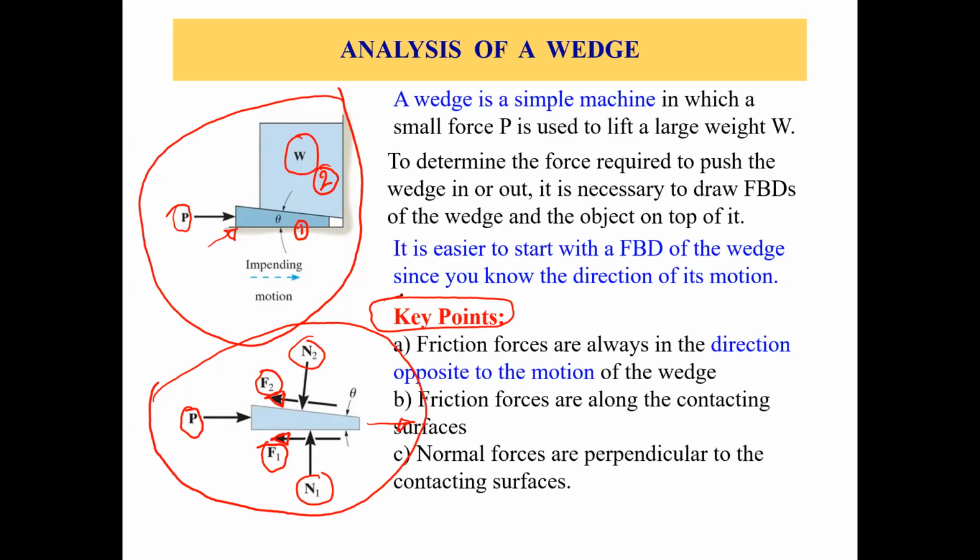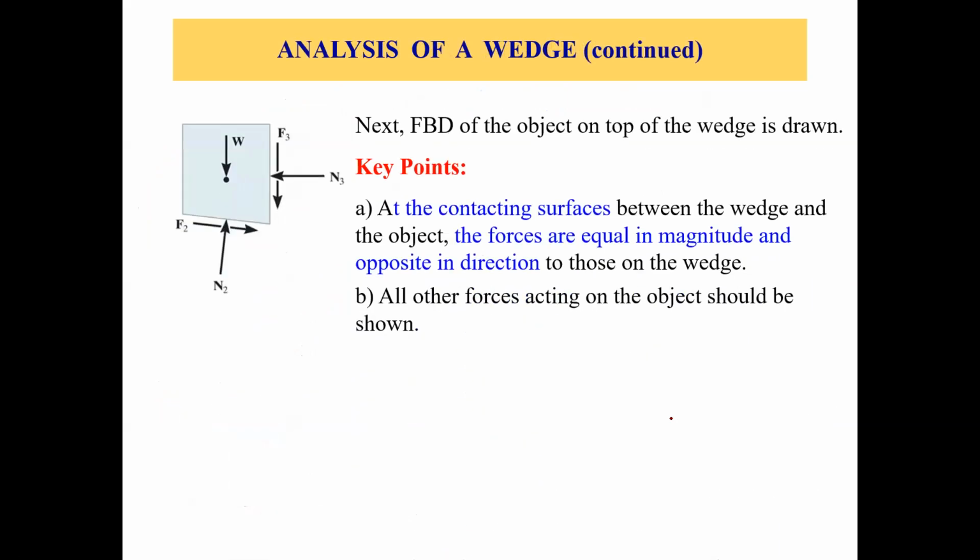Next, the normal forces are perpendicular to the contacting surfaces. We already discussed N1 and N2, that these are the normal forces and they are perpendicular to the contacting surfaces. So these were the key points, and we are done with the free body diagram of the wedge. Next is the free body diagram of the weight or the block which is being lifted. This is the free body diagram of that block on top of the wedge.